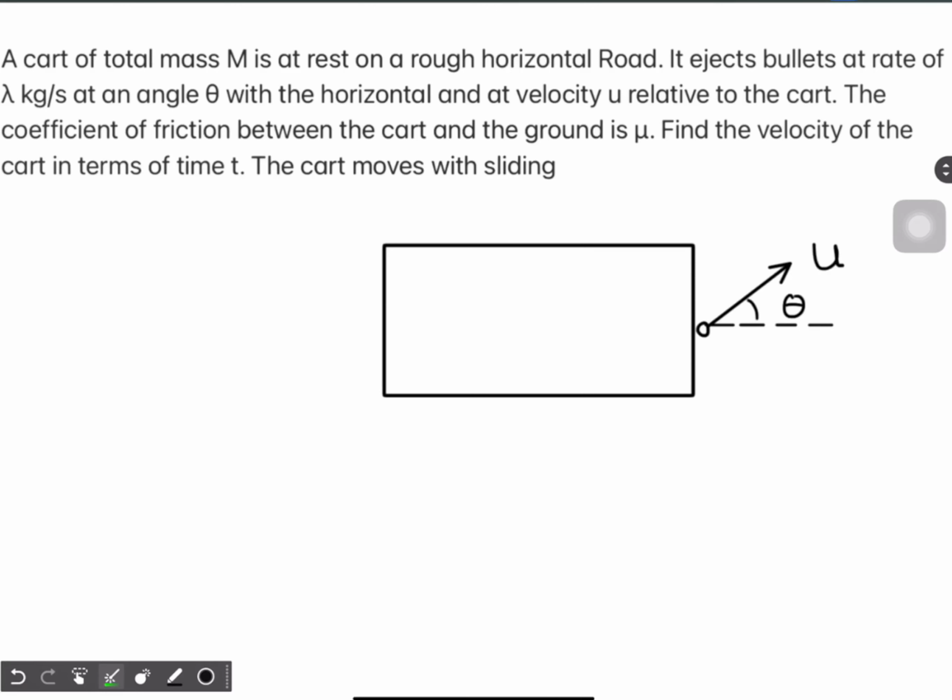Hello students, here we have a question. I had earlier created a wrong solution for this question. So here I have solved this again.